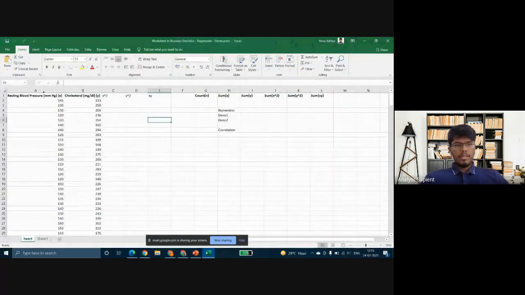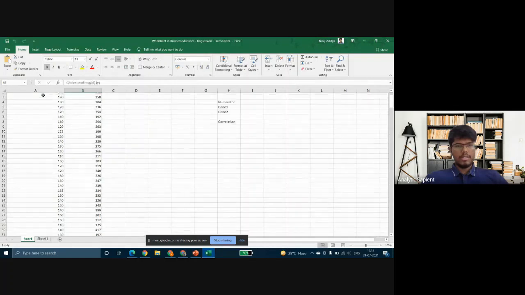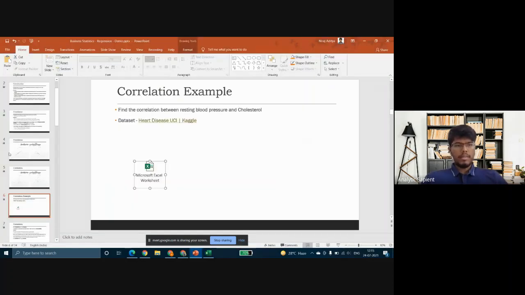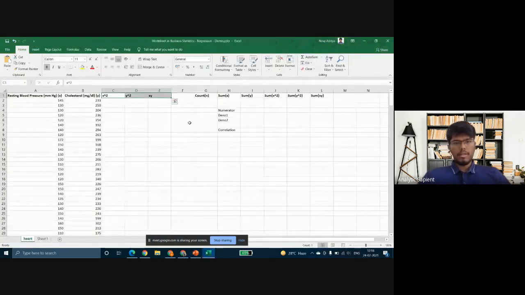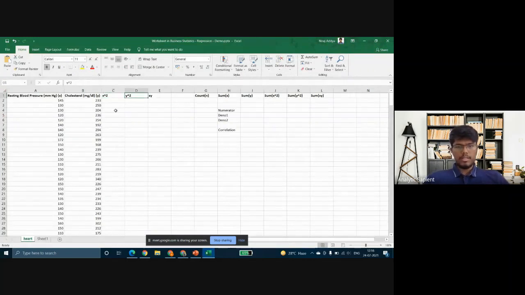So if you see, there's a resting blood pressure and there's the cholesterol values. I've taken it from there directly, and we'll find out what's the correlation between these two. So first thing is, as you know from the formula, nobody remembers the formula. Just see how it is, and you can form it. Now, if you see, first we need the x square and the xy, etc. So let's find out them.